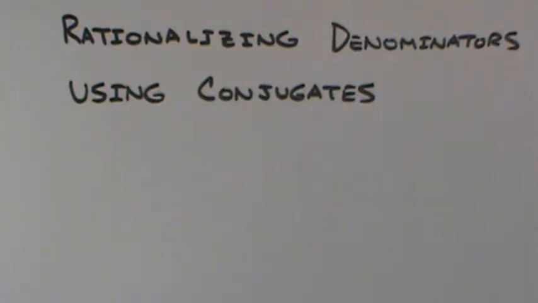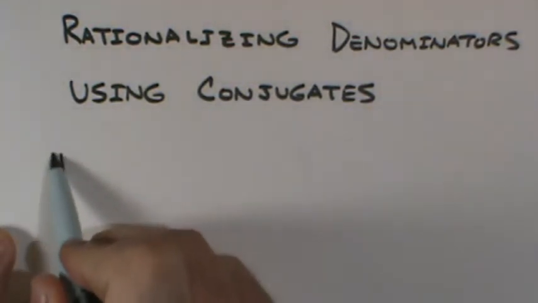I would like to introduce the concept of rationalizing denominators using conjugates. Before beginning, I would like to warm up with a few ideas.